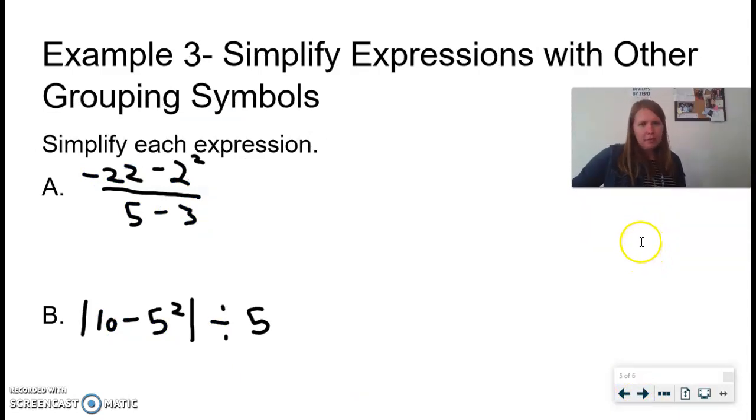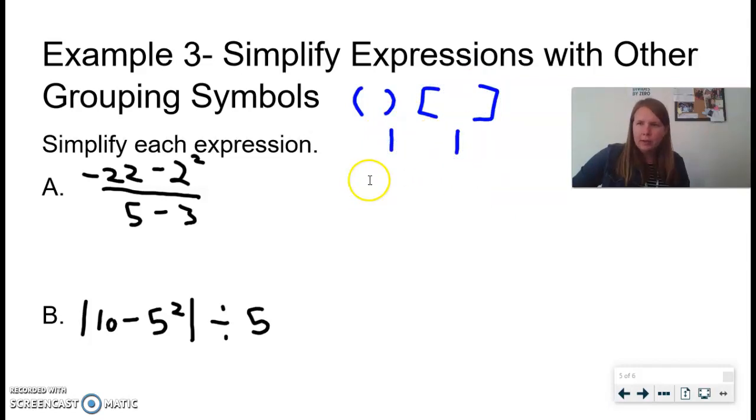All right. Let's go to example 3 again. You're going to help me with these ones. So example 3, simplify expressions with other grouping symbols. Oh, so now we're talking about using your grouping symbols, which were parentheses. We also talked about brackets. But in theory, you can have absolute value bars that group things. You can have fractions that group things. Those are also ways to group things, okay? So simplifying your expression in these, you're still going to think about your PEMDAS.